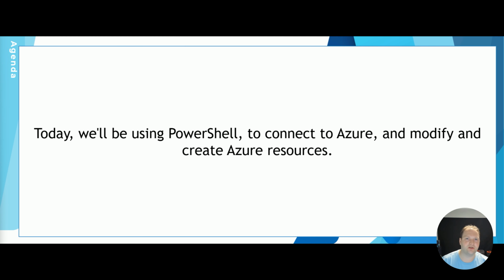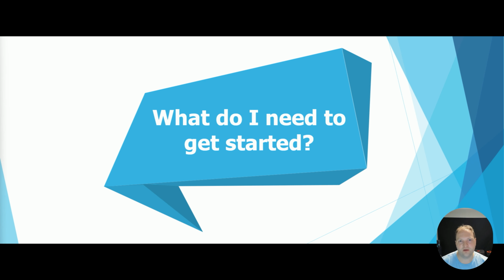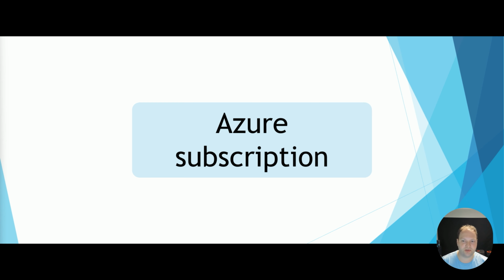So what are we going to look at today? Today we'll be using PowerShell to connect to Azure and create and modify resources. So what do we need to get started? We're going to need an Azure subscription that you have access to create resources and modify them. So potentially a Visual Studio Enterprise subscription or a Sandbox subscription, something where you have access to create resource groups and virtual networks. So contributor access.